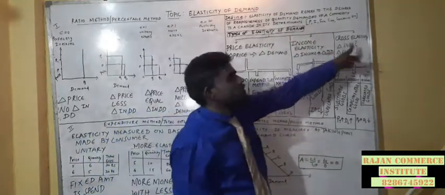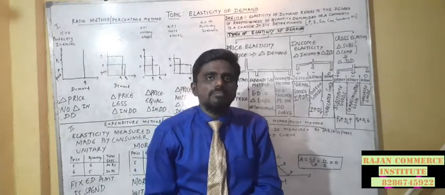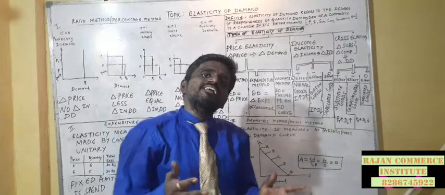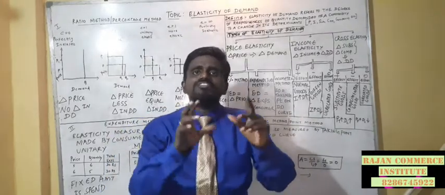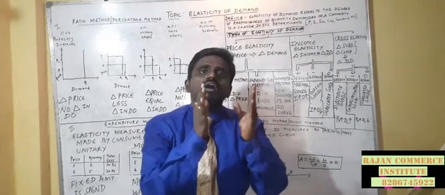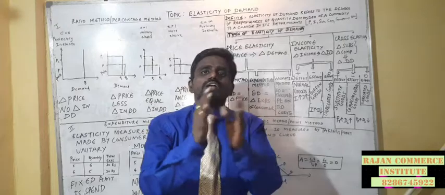Then cross elasticity of demand. What's the meaning of cross elasticity of demand? Cross elasticity of demand refers to change in the price of substitute and complementary goods. What's the meaning of substitute and complementary? Substitute means, for example, tea and coffee. Complementary means, for example, petrol and car.